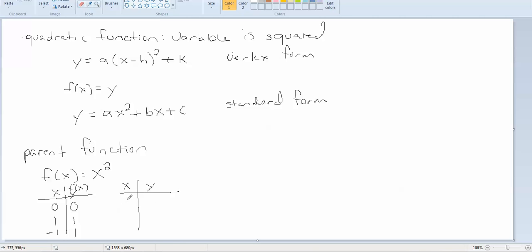Okay, continuing on the same thought, what if we put in 2? Well, 2 squared is going to get us 4. What if I put in negative 2? Negative 2 squared also gives us 4.